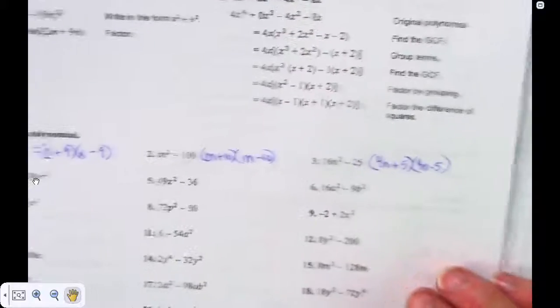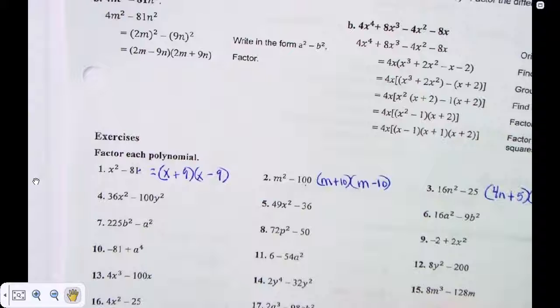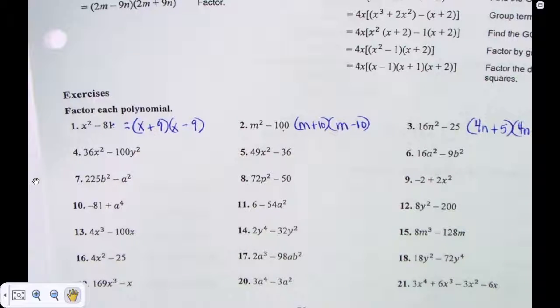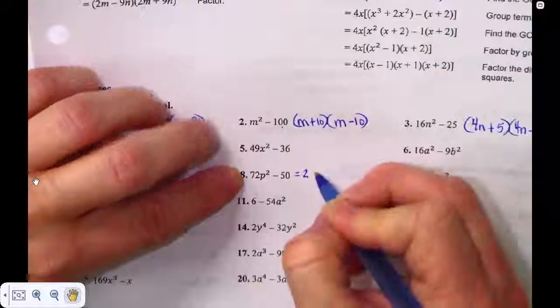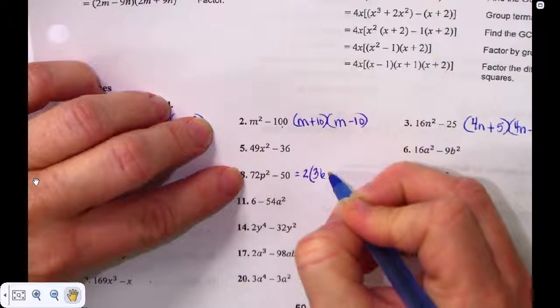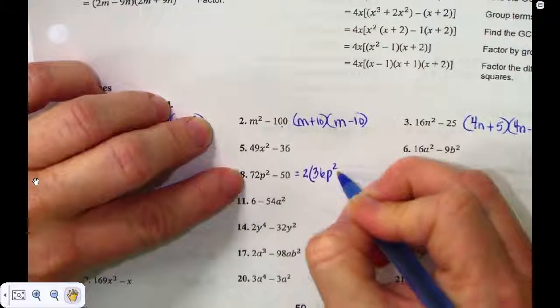Okay. Look down at 8. Look down at 8. Are 72 and 50 perfect squares? No, but can I factor something out of them? What about 2? Can I do 2? So let's do 2. So this is going to be what? P squared minus.